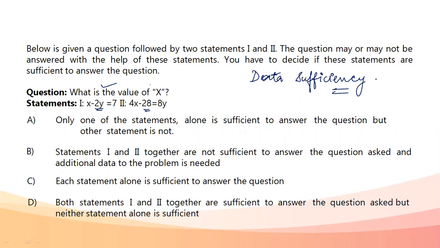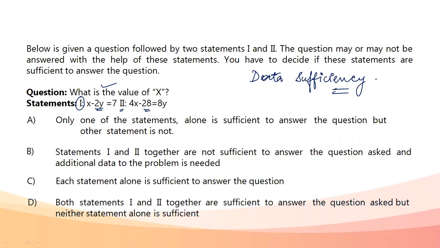Now the option that follows is option A. Option A is: only one of the statements alone is sufficient to answer the question, but the other statement is not. So this means that using just the first statement, am I able to answer? Or using just the second statement, am I able to answer? That is being checked. If that is the case, my answer is going to be A.